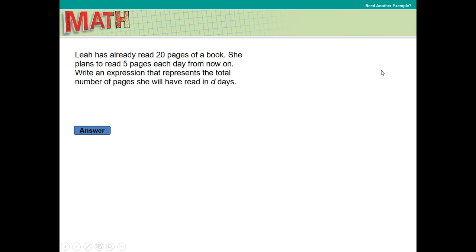Leah has already read 20 pages of a book. She plans to read 5 pages each day from now on. Write an expression that represents the total number of pages she will have read in D days. They define the variable for you. She's already read 20. She plans to read 5 pages each day. Go ahead and pause and write this. Okay, you're back. It's 20 plus 5D. She read 20 already, plus 5 pages each day.